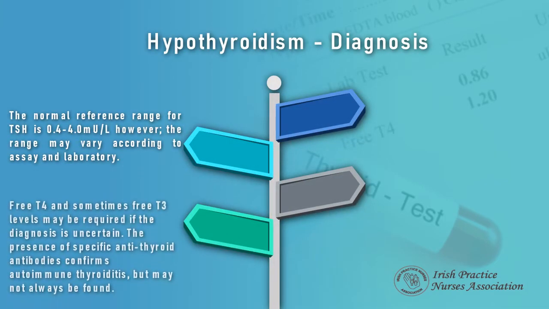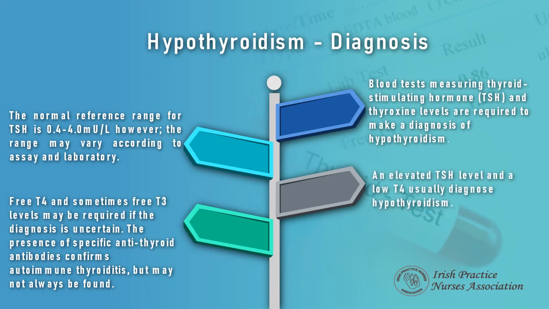Blood tests measuring thyroid stimulating hormone and thyroxine levels are required to make a diagnosis of hypothyroidism. The normal reference range for TSH is 0.4 to 4. However, the range may vary according to assay and laboratory. Free T4 and sometimes free T3 levels may be required if the diagnosis is uncertain. The presence of specific anti-thyroid antibodies confirms autoimmune thyroiditis, but may not always be found. An elevated TSH level and a low T4 usually diagnose hypothyroidism.